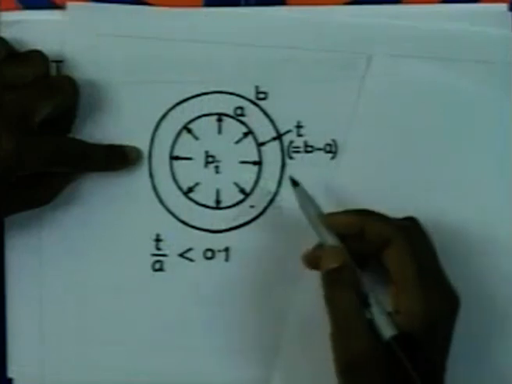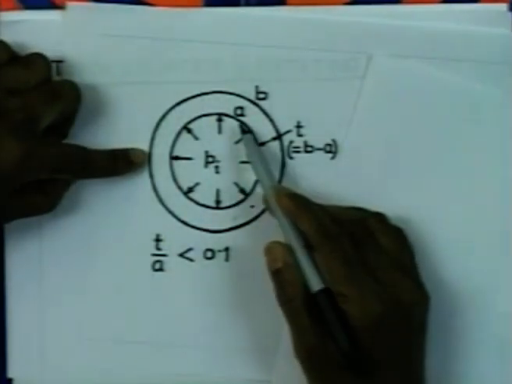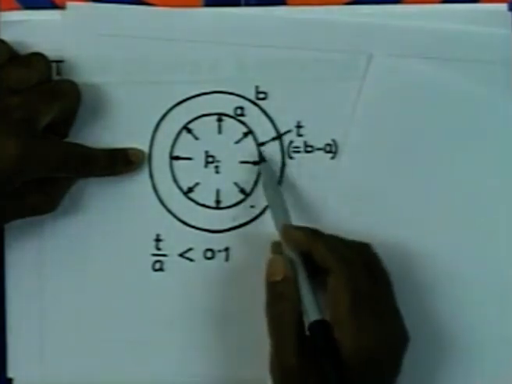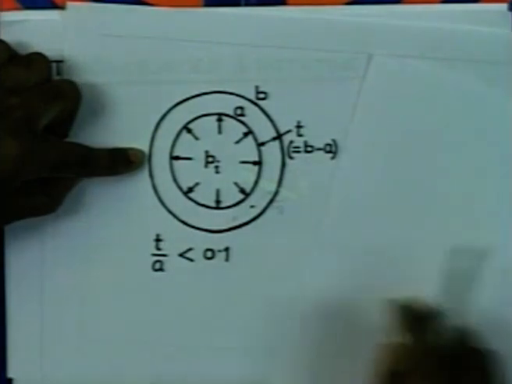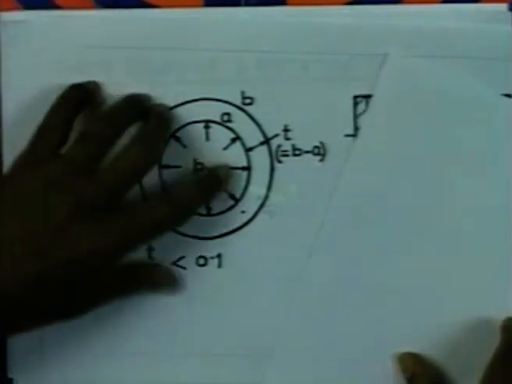So, if you consider a situation like this, internal pressure is Pi, internal radius is A, external radius is B. When this wall thickness divided by the internal radius is less than about 0.1, it is called thin cylinder.